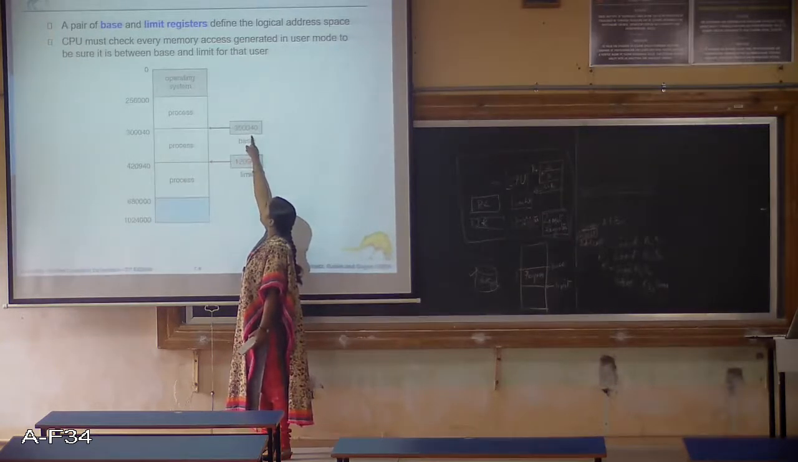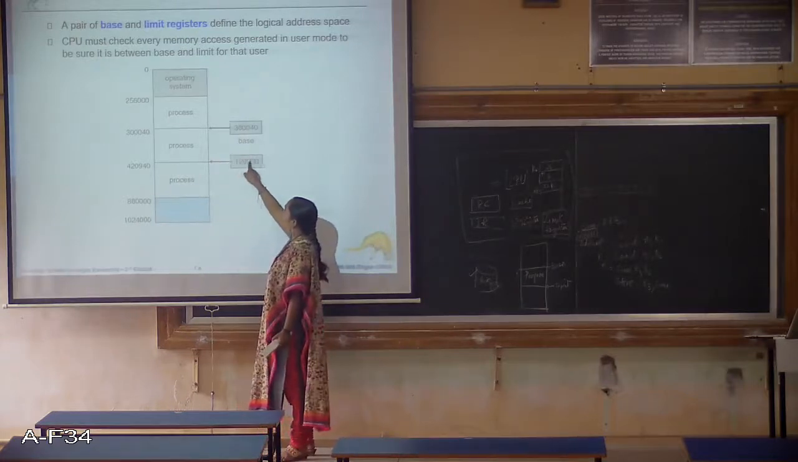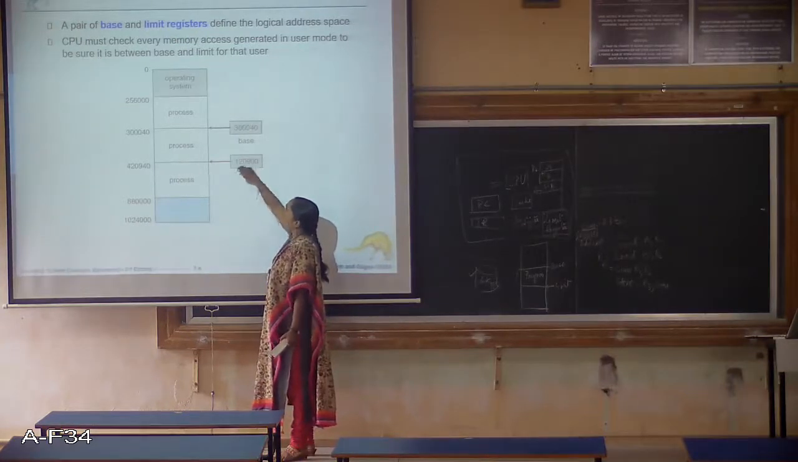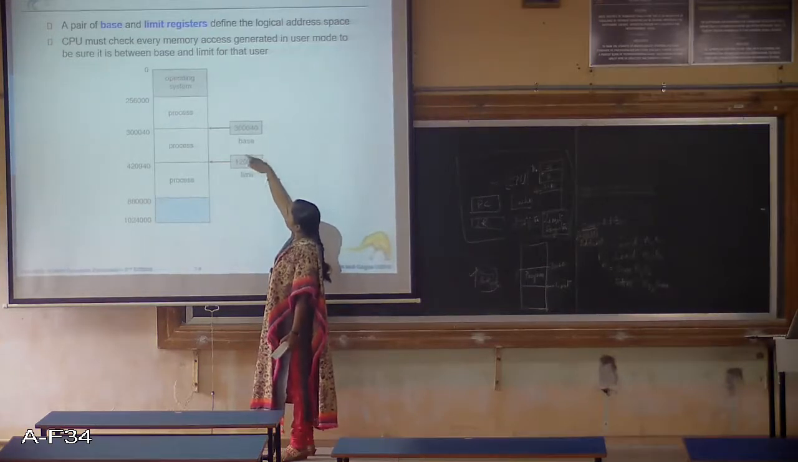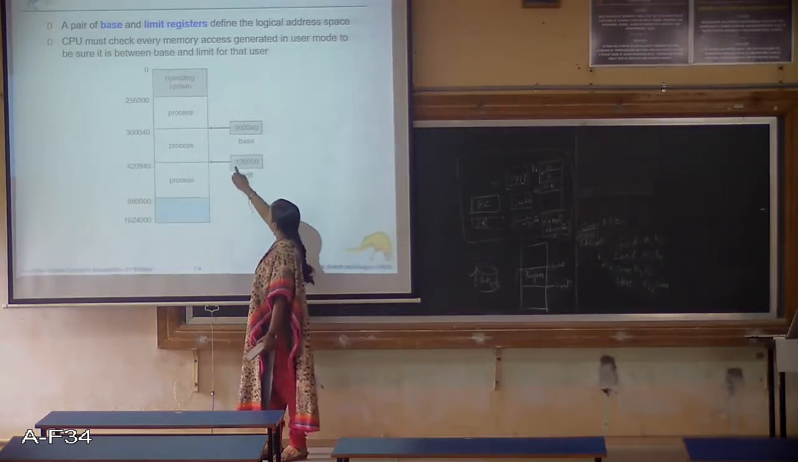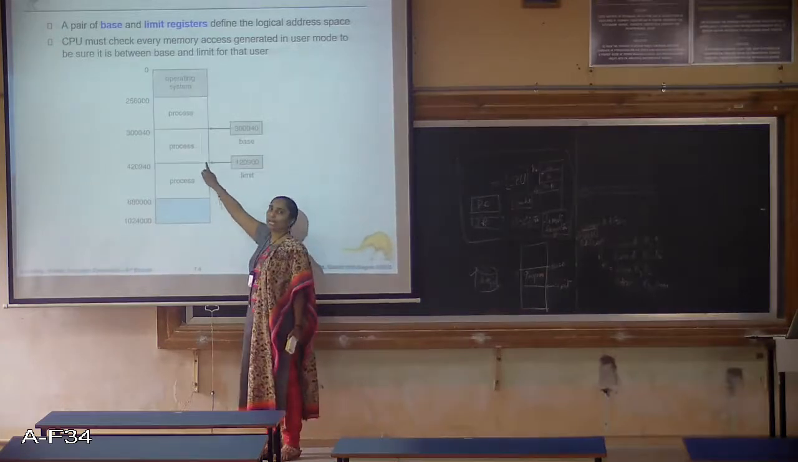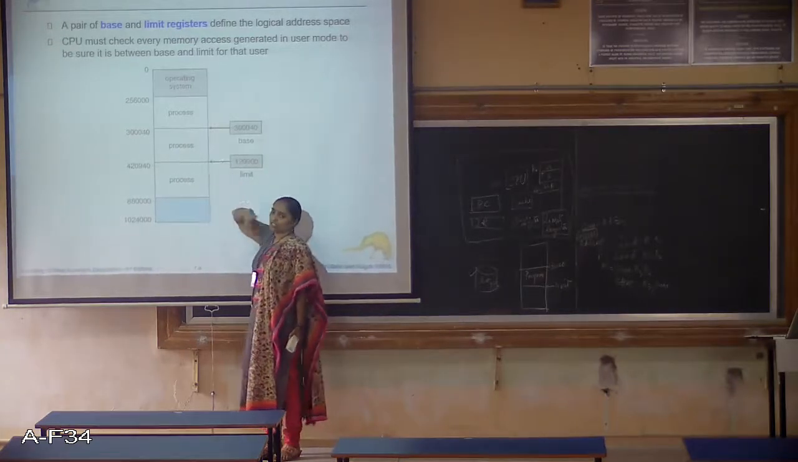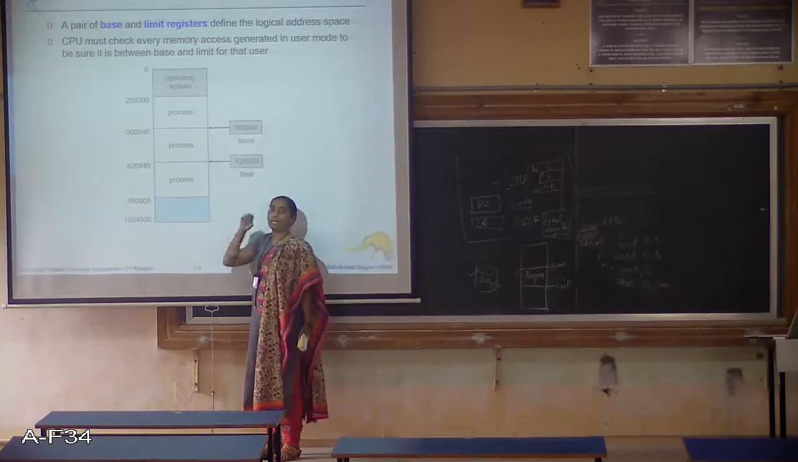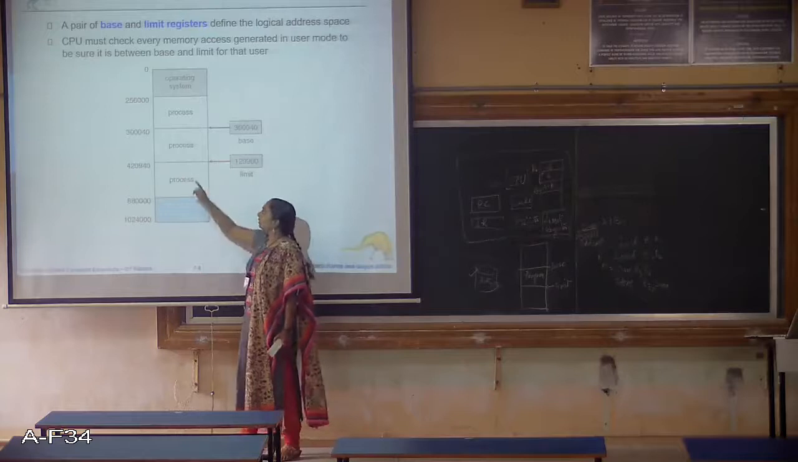So in this example, you can see that the base register, the starting address of this process, is 30040, and its limit is 120900. So this is what it means, that from this location to this location. If you add that, the last memory location is 420940. This is the last location that you can access.